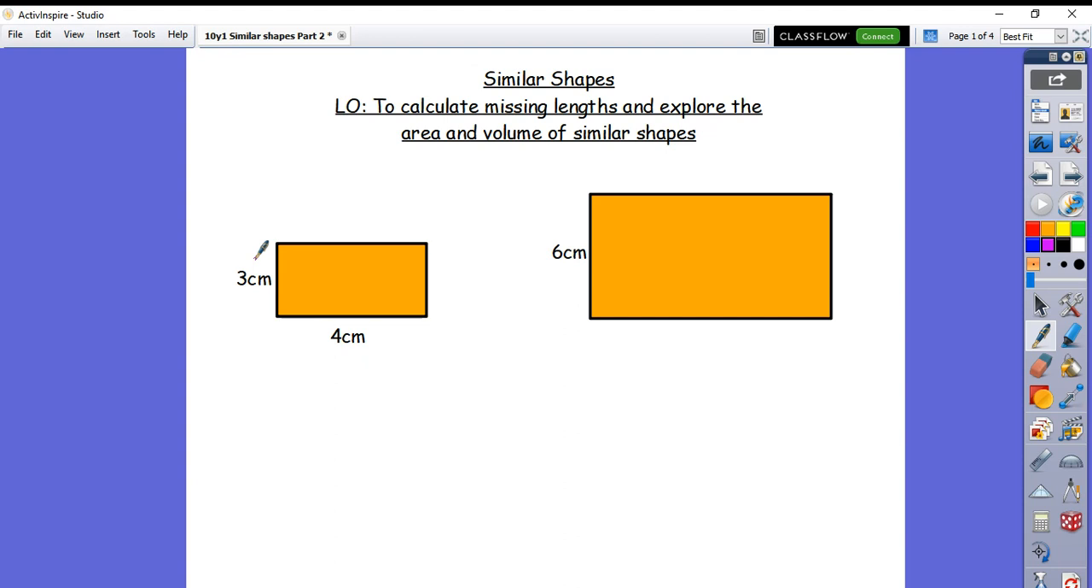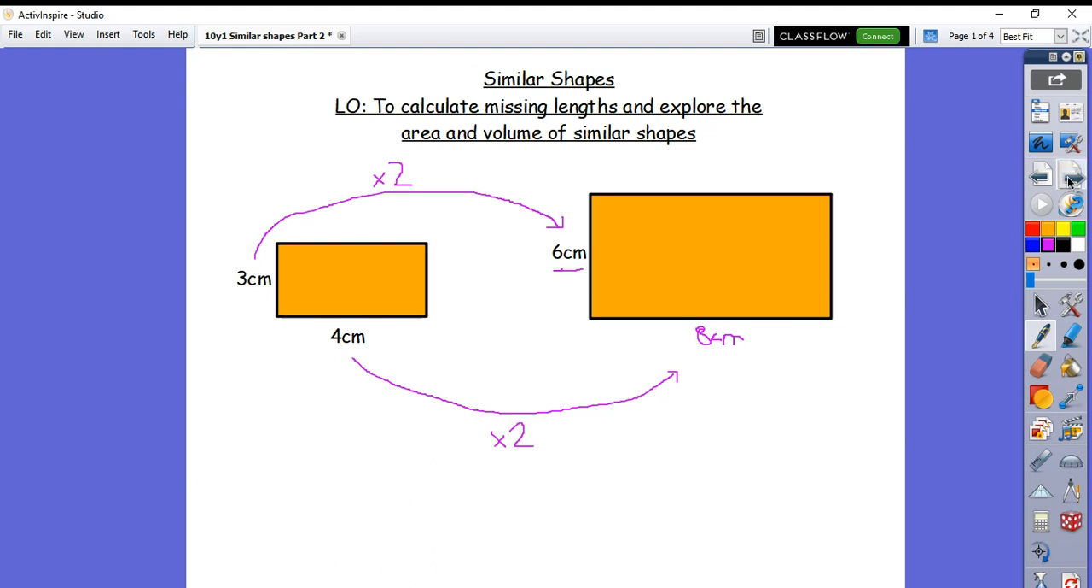So if you remember, if we looked here at how we got from 3 centimetres to 6 centimetres, we knew that we multiplied by 2. So we had a scale factor of 2. So how would we find out this missing length here? We would do exactly the same thing. We would multiply it by 2 to get 8 centimetres. We also looked at how we would do that in reverse. So if we were looking at the 6 here, to find a missing length on this side, we would have divided by 2.